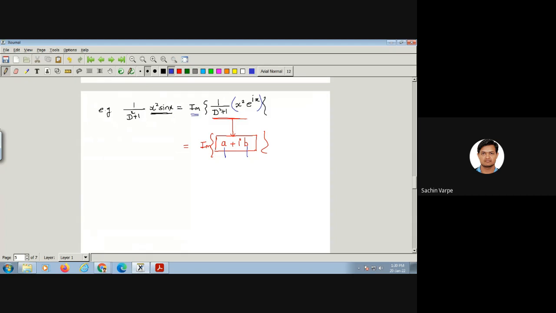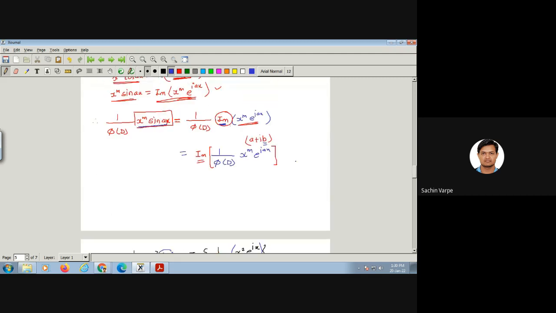part of this, and then we go on solving this, and then we try to separate its real and imaginary part. This is real part and this is imaginary part. Real and imaginary part को separate लिखेंगे, and then out of that we need only the imaginary part for sin x, and if it is cos, then we need only the real part. Is this point clear now?